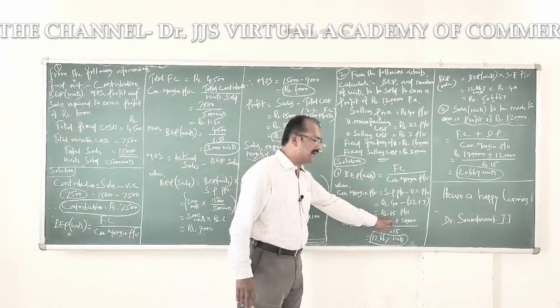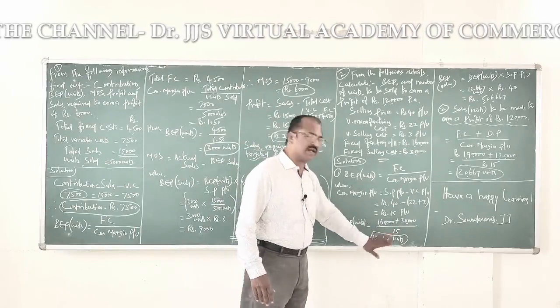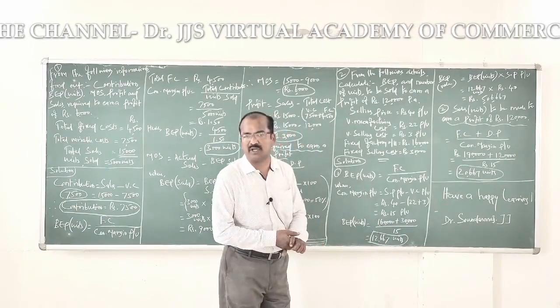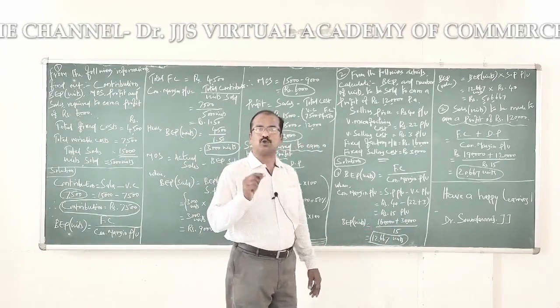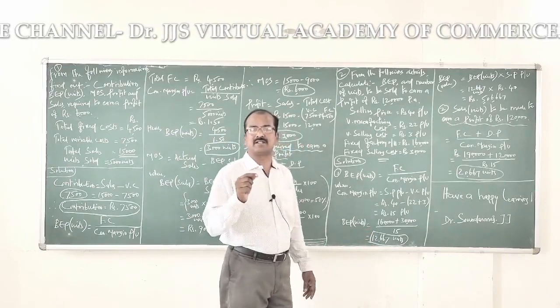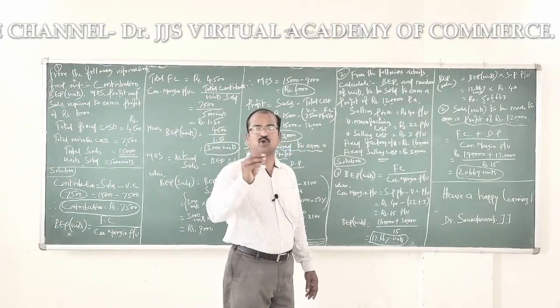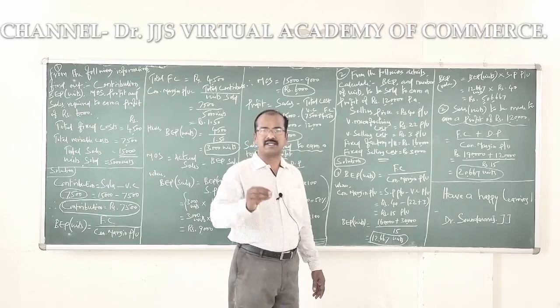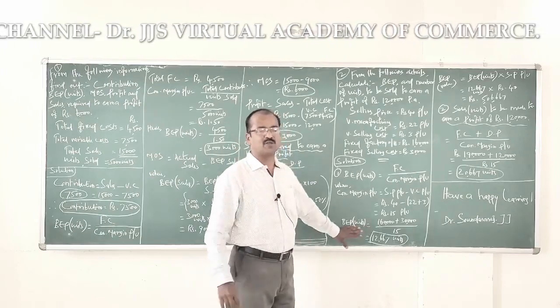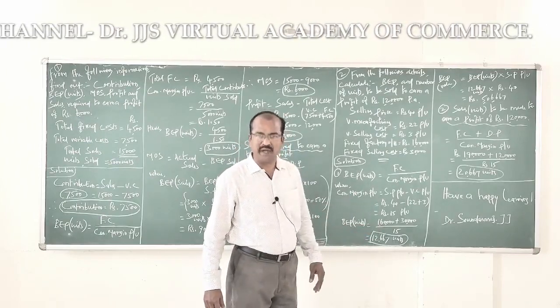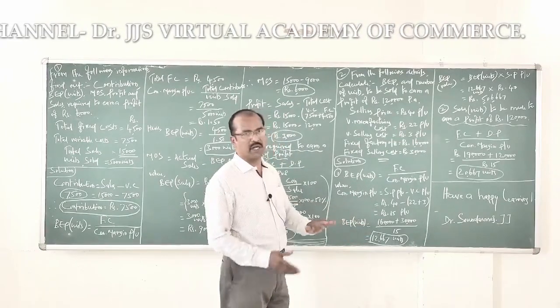So 1,90,000 rupees total fixed cost divided by 15 rupees contribution margin per unit. The answer is 12,666.66 units, which could be written as 12,667 units. That is the quantity of break-even point in units in this problem.